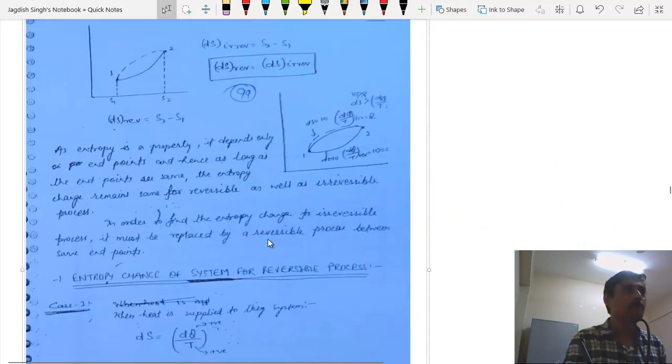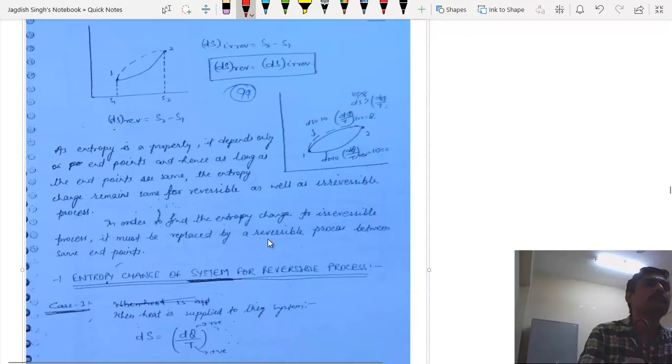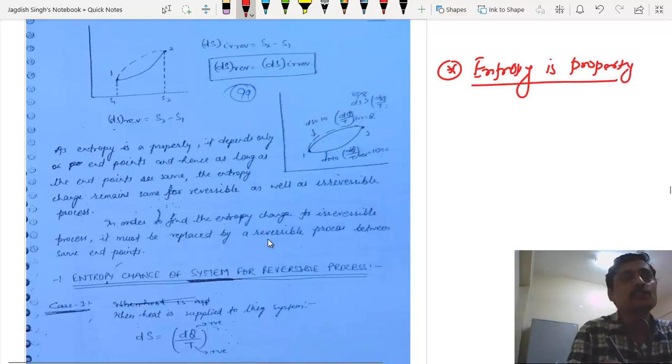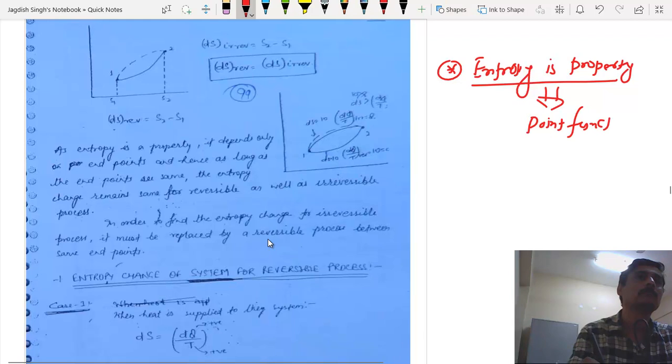Now, we have already proved that entropy is a property. That means entropy does not depend on path. Okay, this is a point function. This implies entropy is a point function. So it does not matter whether this process is reversible or not.